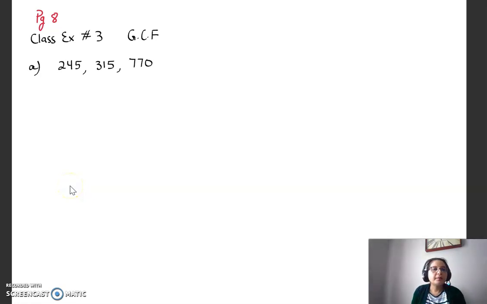All right, so on page 8, example number 3, they ask us to find the GCF again. You'll notice that in this example, both part A and B have quite big numbers. So I'm going to do part A. B is, again, really big numbers. You can give it a try, but if you can do A, I think that's good.